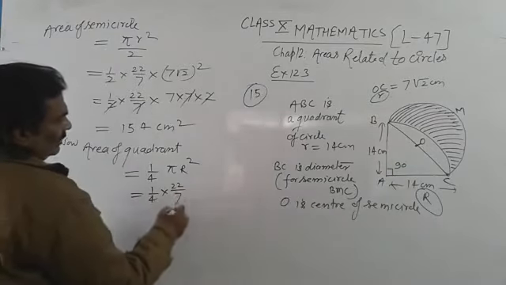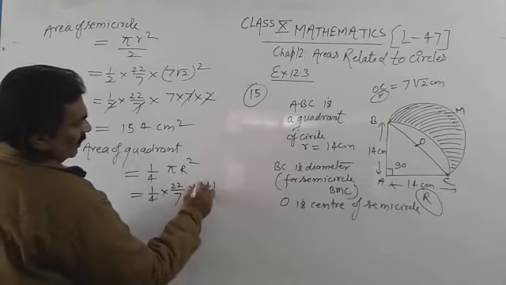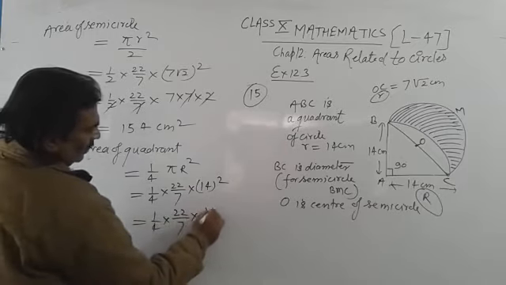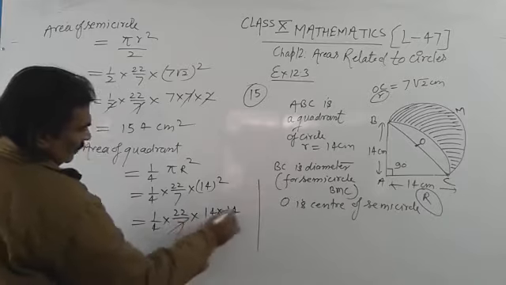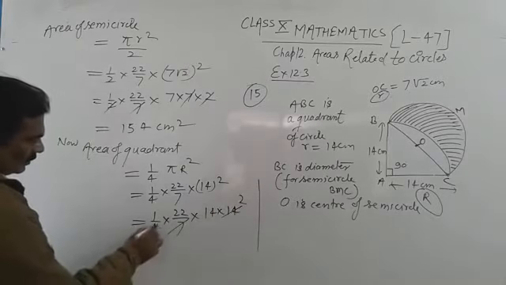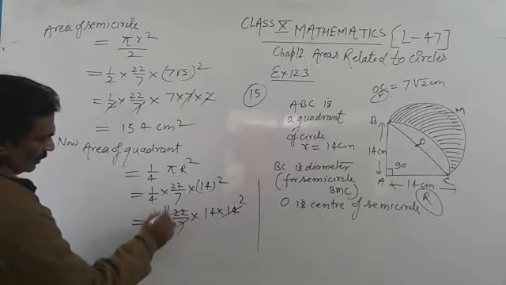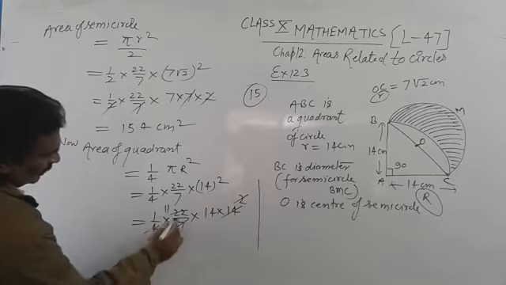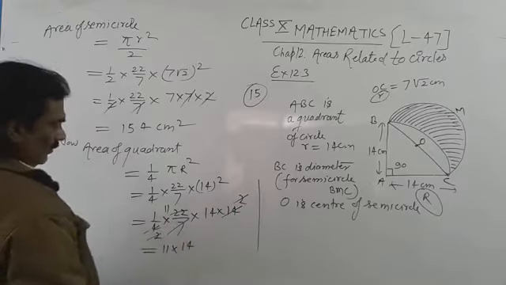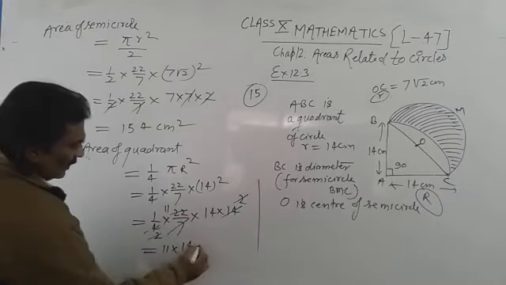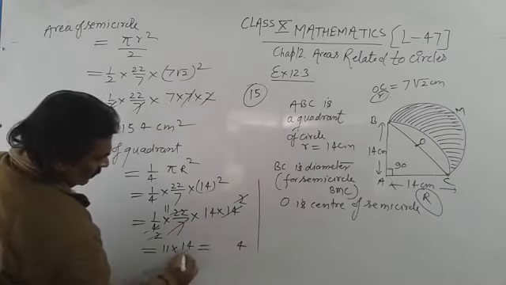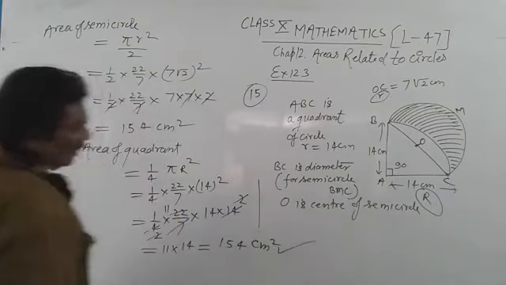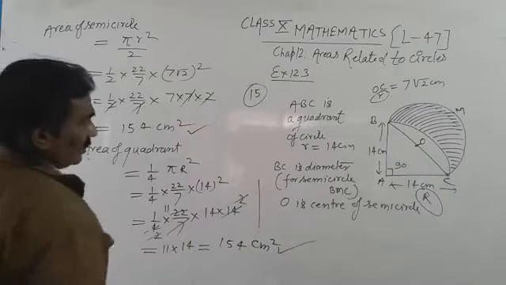So 1/4 into 22/7 into capital R square. Capital R is 14. So 1/4 into 22/7 into 14 into 14. 7 twos are 14. Now 2 twos are 4. 2 elevens are 22, and 2 cancels out. So finally we have 11 multiplied by 14, and we have only 11 into 14. So it becomes 154 centimeter square. So the area of the quadrant and the area of the semicircle are both the same.